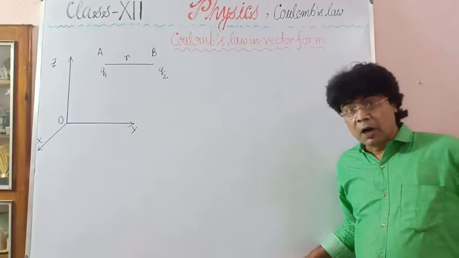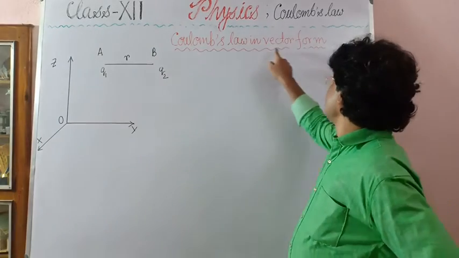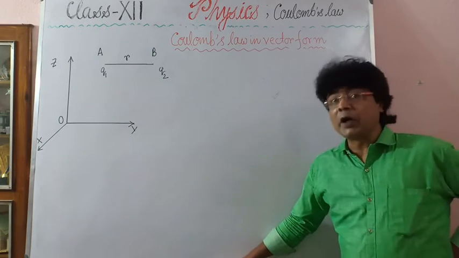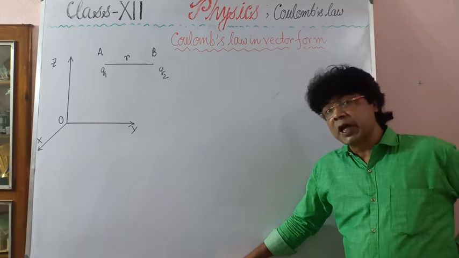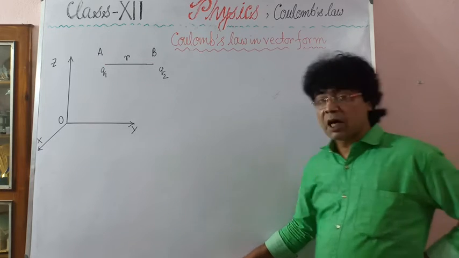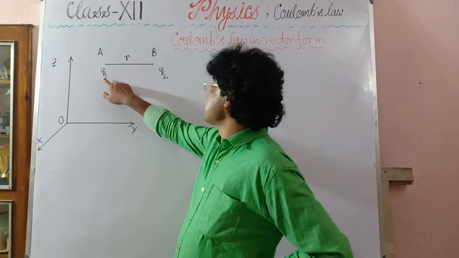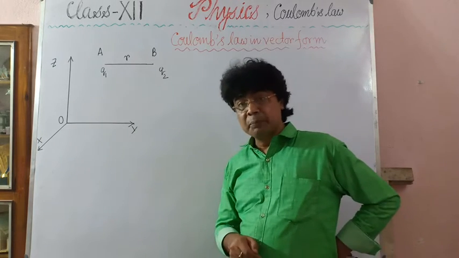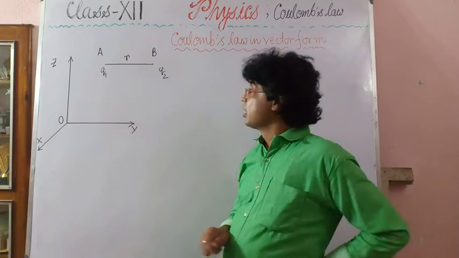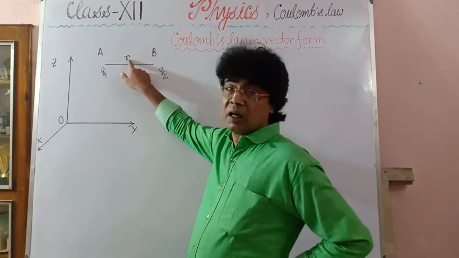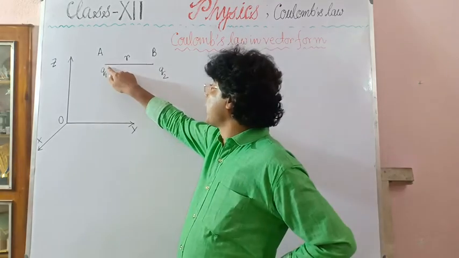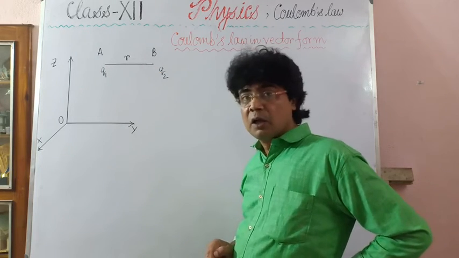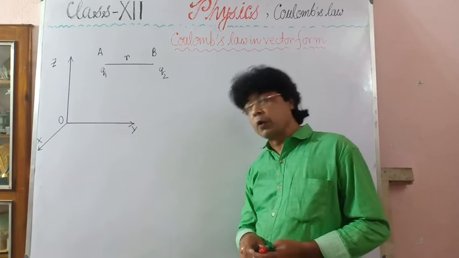Okay. Now, Coulomb's law in vector form. This is very important for class 12 exam. Suppose two point charges q1 and q2 both have positive sign separated by a distance r, situated at points A and B respectively and located in vacuum.